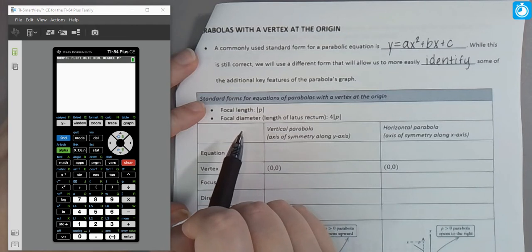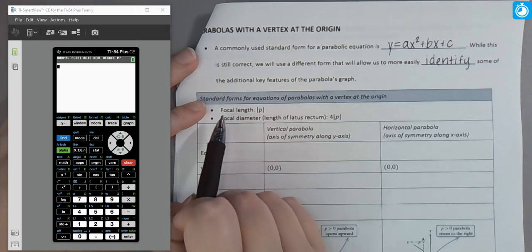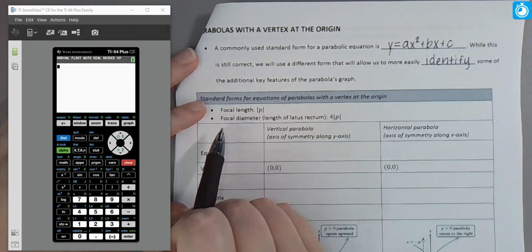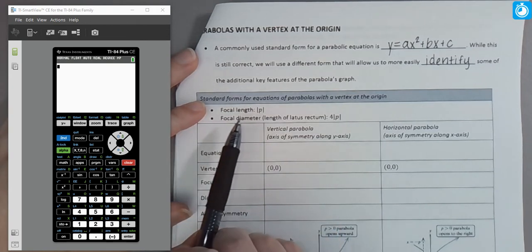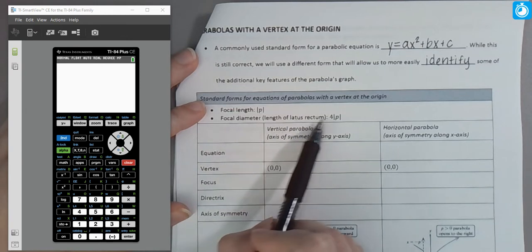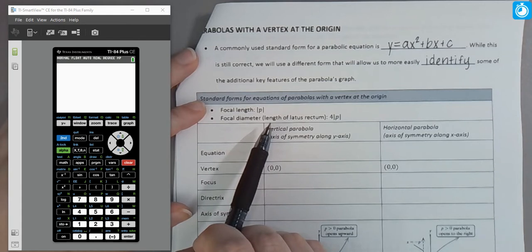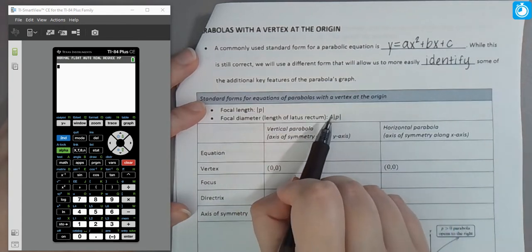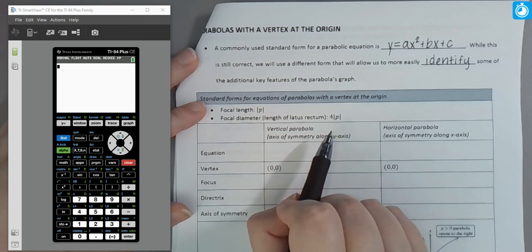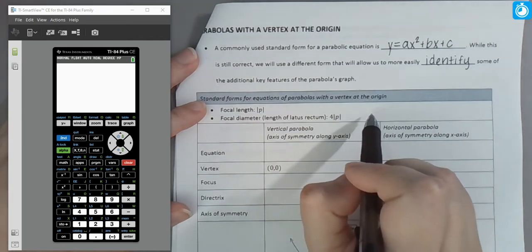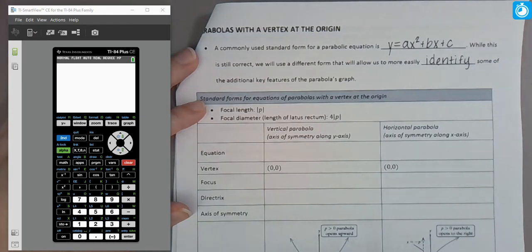So P can be positive, P can be negative. Whether it's positive or negative gives us information about the graph shape, but the focal length, the distance from the vertex to the focus, is going to be the absolute value of that number. And then the focal diameter, in other words, the length of the latus rectum, that line segment that crosses through the focus and goes from one side of the graph to the other, is going to be 4 times the absolute value of P. And if we divide that particular value in half, that's going to tell us how to start at the focus and go from one side to the other side of our parabola.